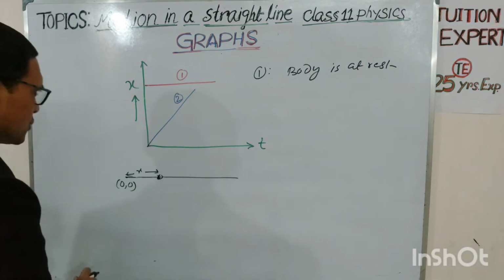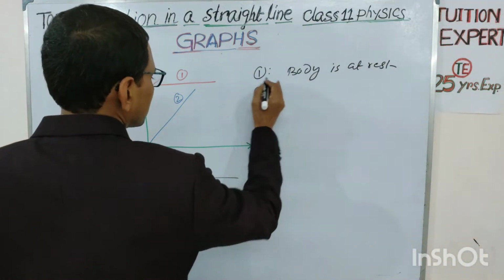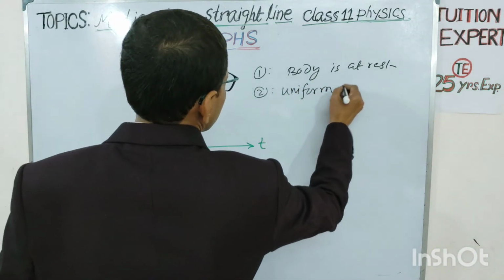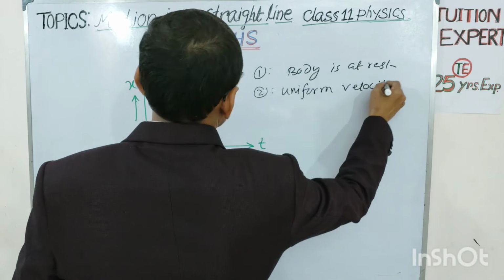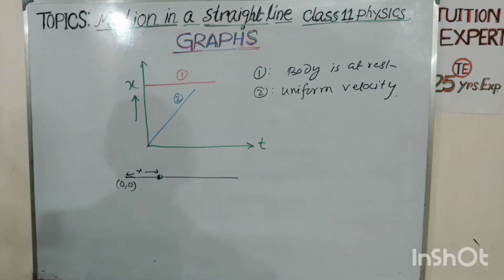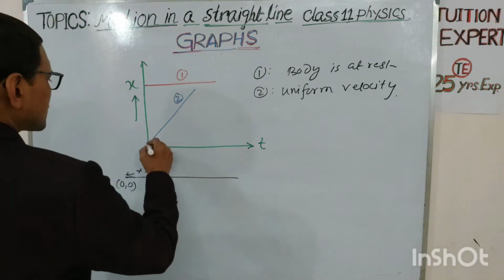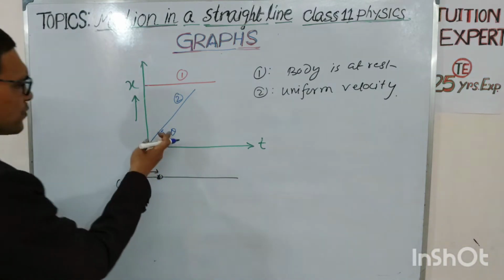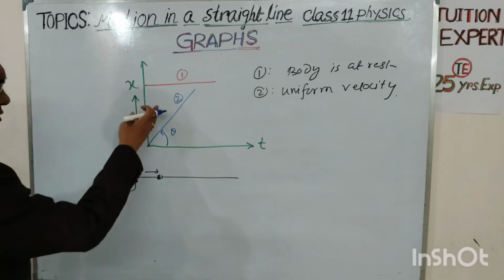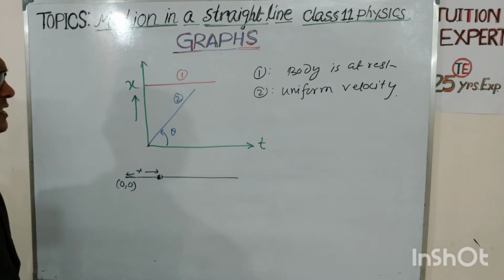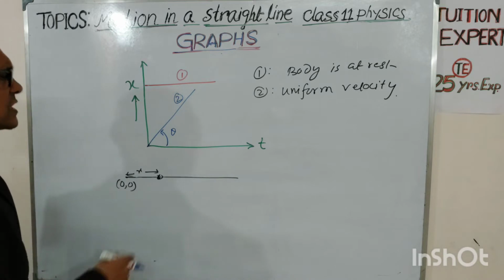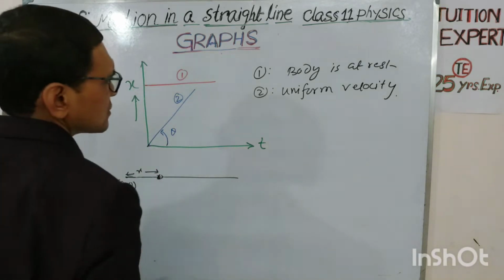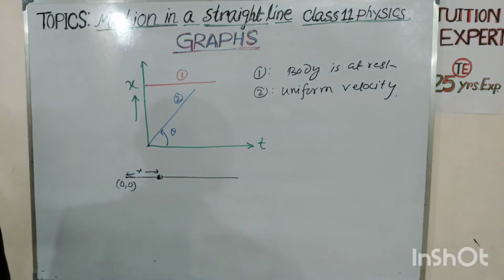Now what is graph 2? Graph 2 describes uniform velocity, because graph 2 is a straight line. This straight line means its slope is fixed. Slope is 1, so one slope means 1 velocity. We know the slope of the xt graph equals velocity. The slope of the displacement time graph is velocity. So velocity is constant because its slope is constant. Same slope, no change. So graph 2 represents uniform velocity.